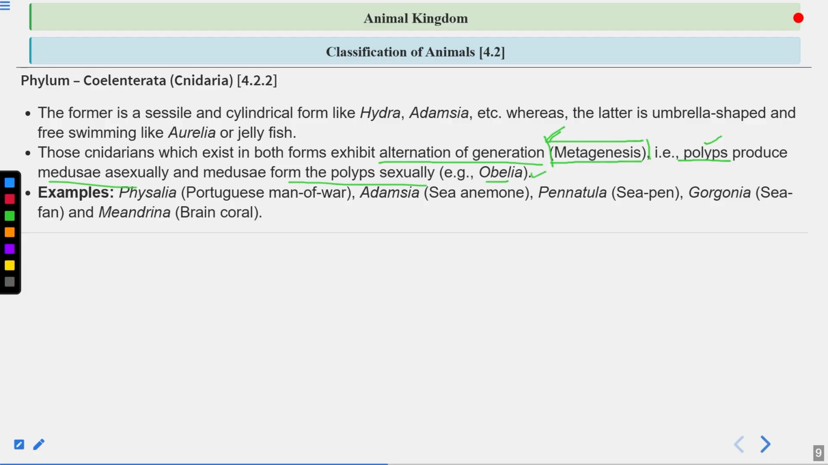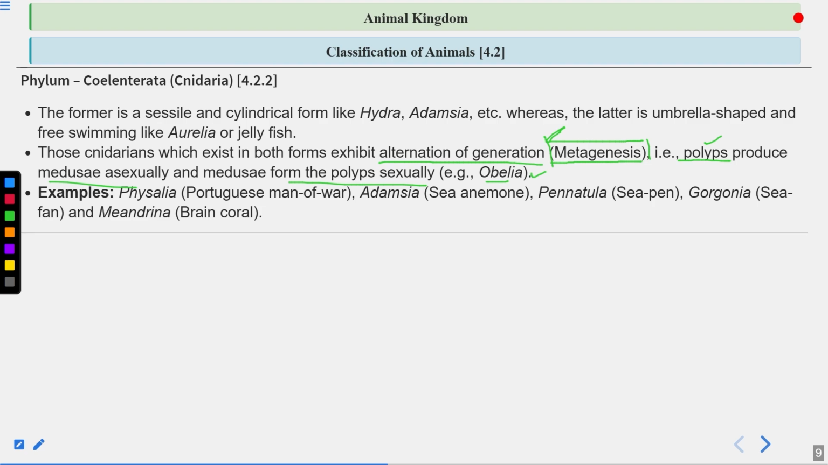Because both the stages are reported in this organism. And the alternation of generation, that is, polyp leads to the medusa and medusa leads to the polyp, is called metagenesis. This term is very, very important.